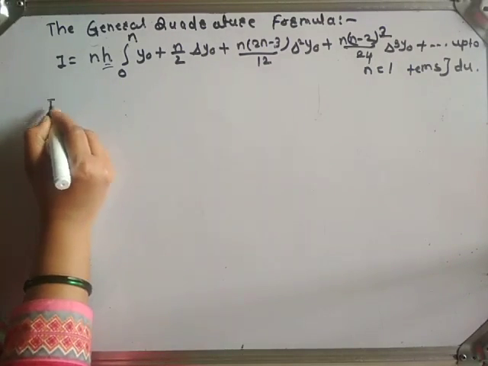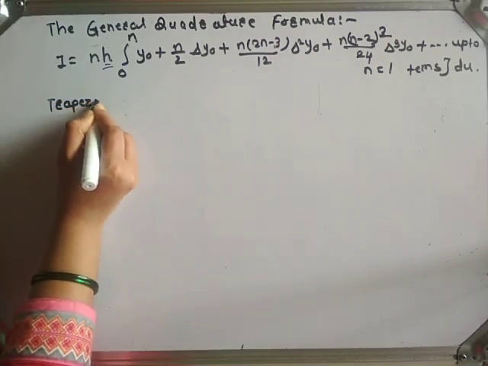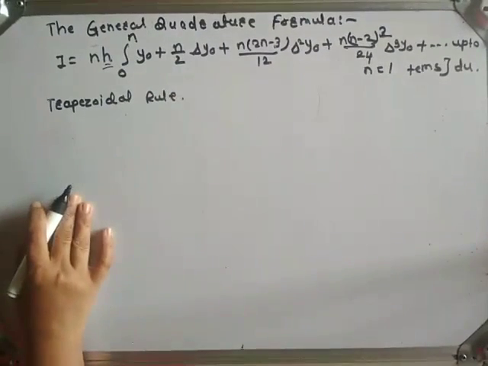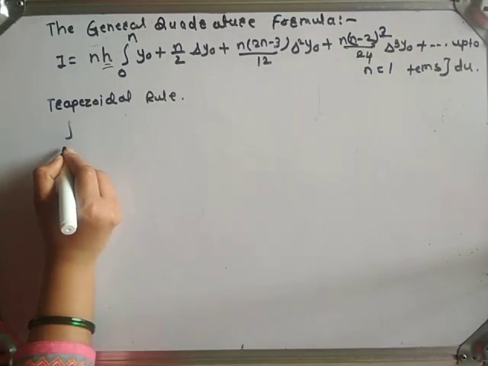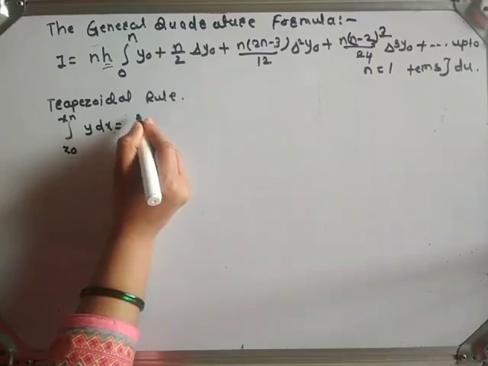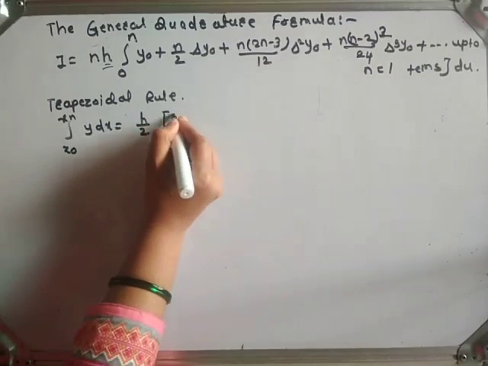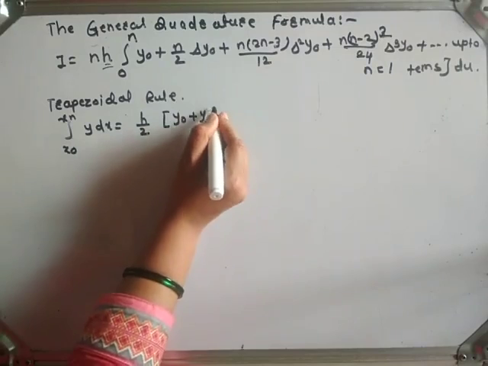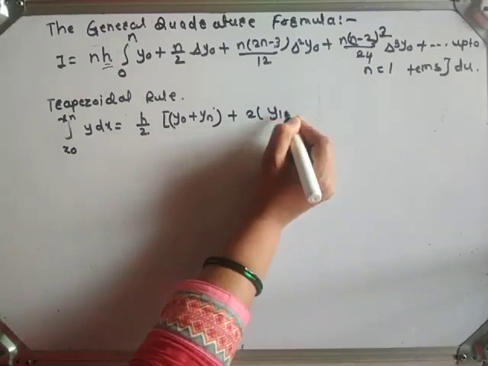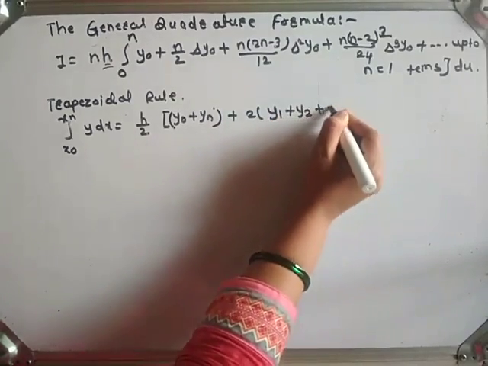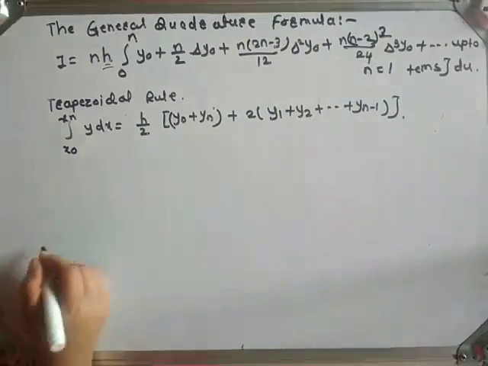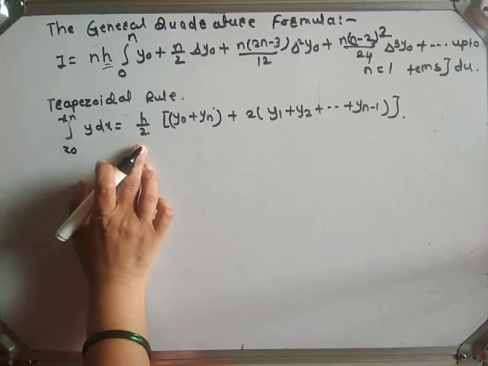Next is the trapezoidal rule. That rule is integration from x0 to xn of y dx equals h by 2 into (y0 plus yn) plus 2 into (y1 plus y2 plus and so on plus yn minus 1). Okay, this is the trapezoidal rule.